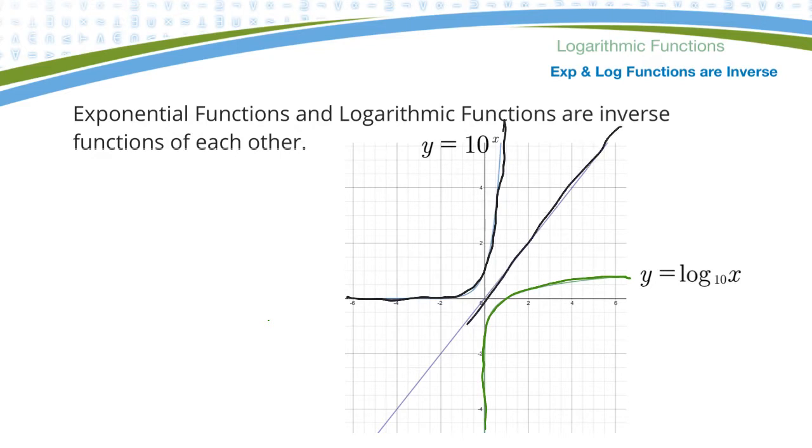So there's a middle line, y equals x right there. And so if I have a point here, then if I reflect across this line, I'll get an analogous point over on this side. Anyway, there's a mirrored image over on this line, and they're inverse functions of each other.